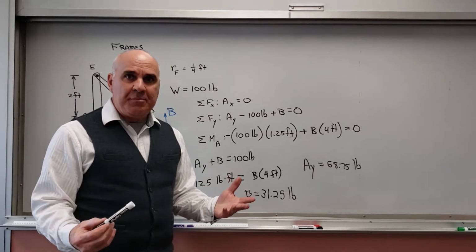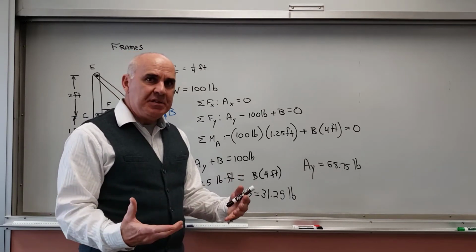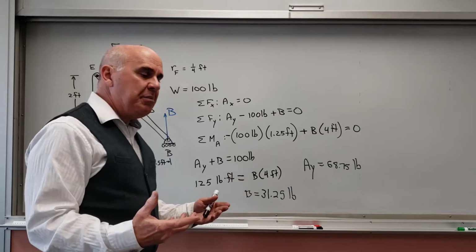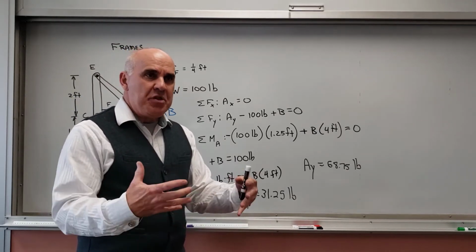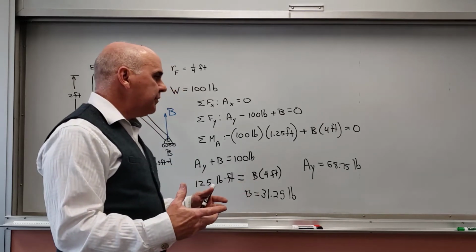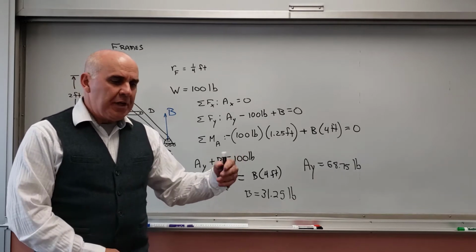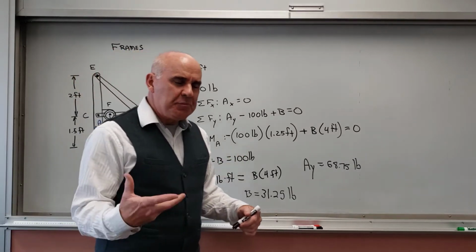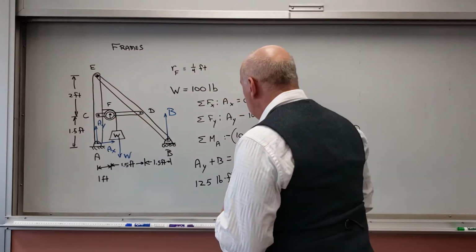That's the first step of the process. The next step then is to break the frame into pieces and then draw free body diagrams for each piece. And then from there, once I've drawn the free body diagrams for each piece, I can solve for all of the unknowns. The first piece I want to do is this wheel here at F, just because it's kind of the odd one here.